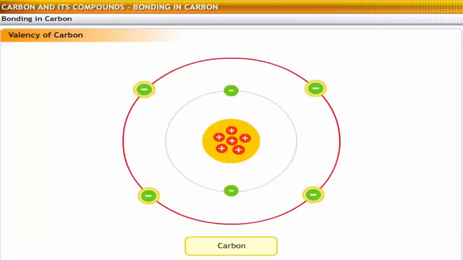To understand the bond formation in carbon, we need to know the combining capacity of carbon. The combining capacity of any element depends on the number of valence electrons. Therefore, in order to know the combining capacity of carbon, we need to know the number of valence electrons in carbon.